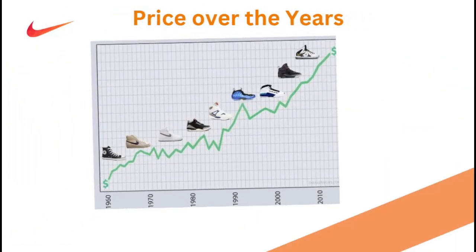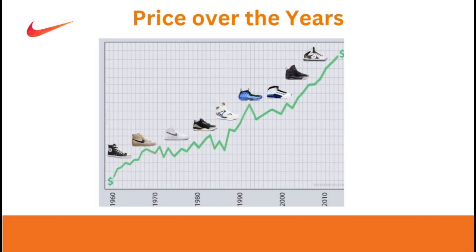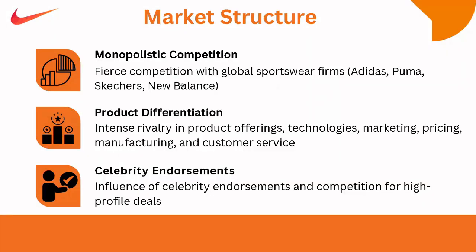As you can see in the next slide, this is a graph showing how the prices for Nike shoes changed over the years. Here is the market structure that the firm Nike faces. So Nike operates in a market characterized by monopolistic competition. It is also evident from the fact that Nike competes in a fiercely competitive industry where several companies provide athletic and casual footwear worldwide. This also indicates the presence of many firms in the market. Some of the major firms are Adidas, Puma, Skechers, and New Balance.